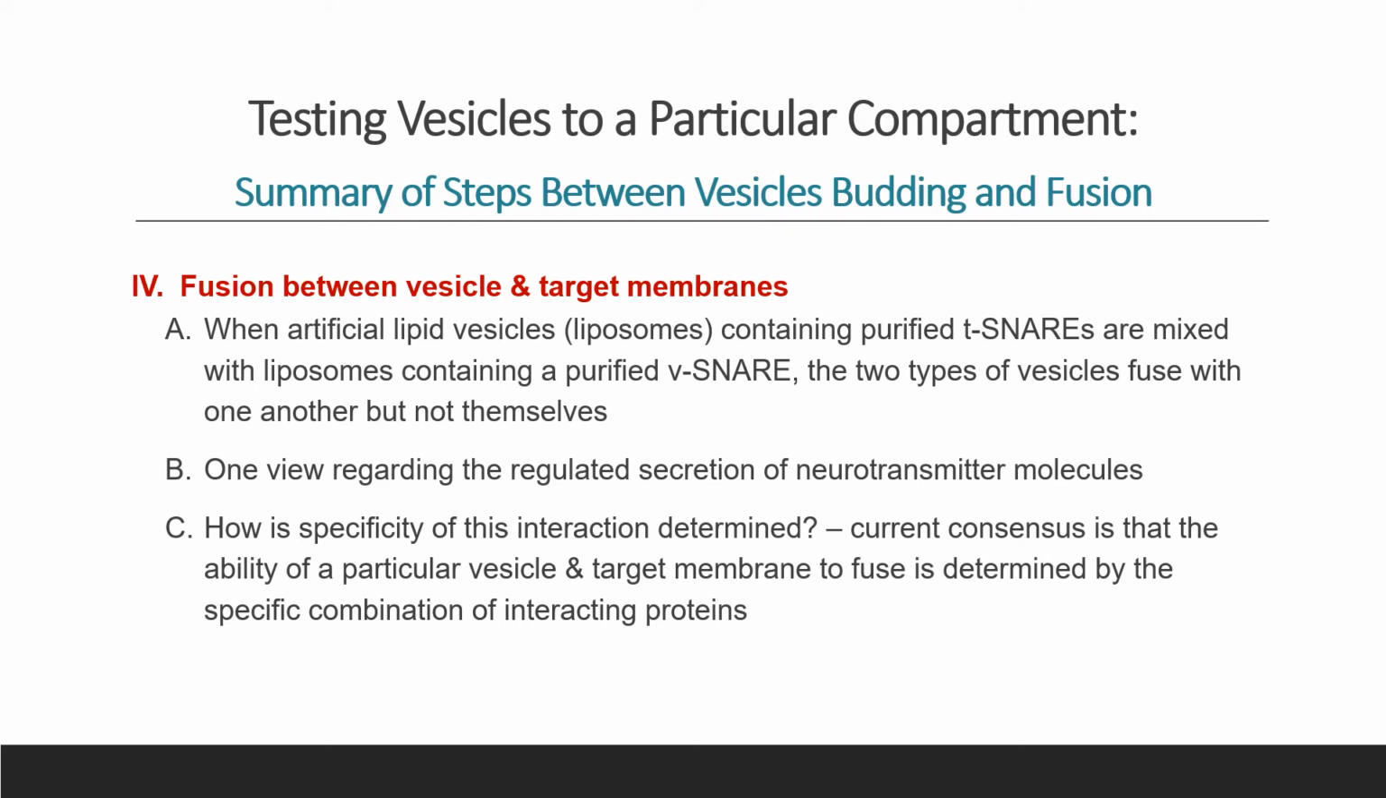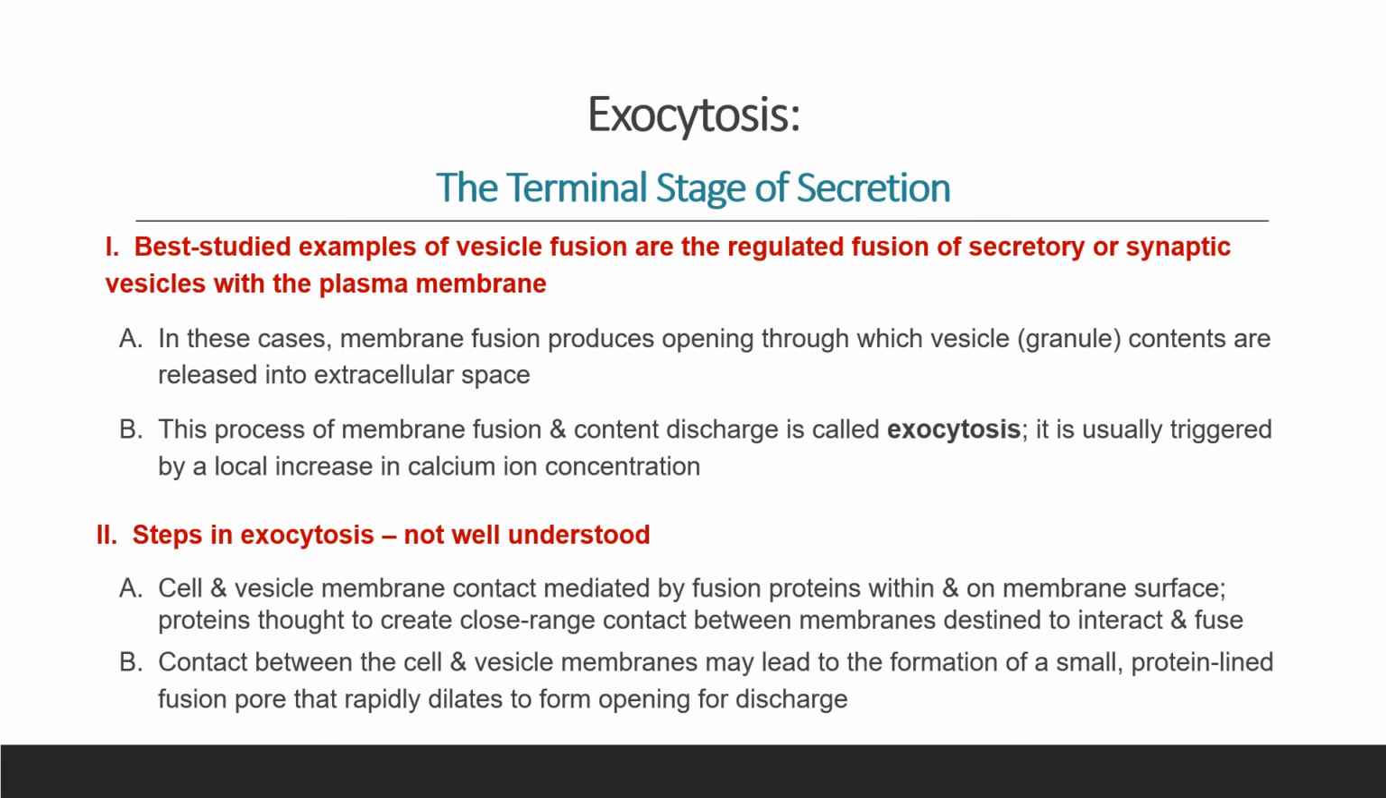So, fusion between the vesicle and target membranes: when artificial lipid vesicles or liposomes containing purified t-SNAREs are mixed with liposomes containing a purified v-SNARE, the two types of vesicles fuse with one another but not with themselves. So one view regarding the regulated secretion of neurotransmitter molecules is how the specificity of this interaction is determined. The current consensus is that the ability of a particular vesicle and target membrane to fuse is determined by a specific combination of the interacting proteins.